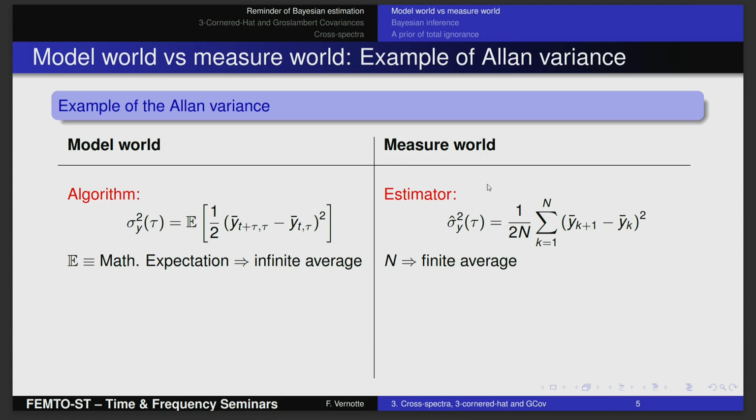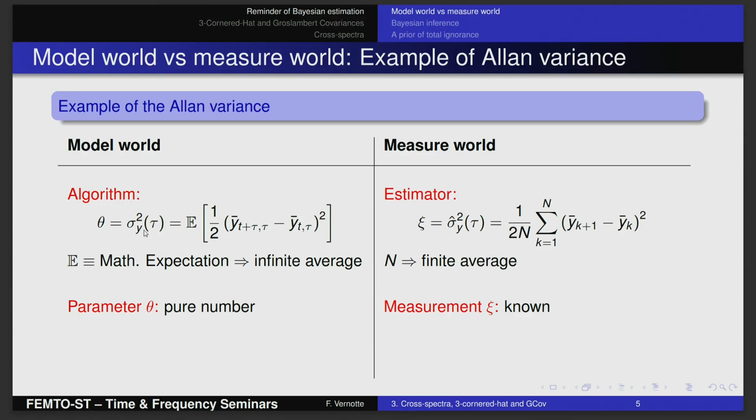You remember that we have two worlds. There is a model world in which we have the algorithm. In the model world, what you have is a pure number, a so-called parameter. I will call it theta, but it can be the variance, it can be something else. But it's known by using a mathematical expectation. Mathematical expectation means an infinite average, so it's not directly accessible. What is accessible in the measure world is what I call the estimator, or the estimate, or the measurement. And the measurement is obtained with a finite average.